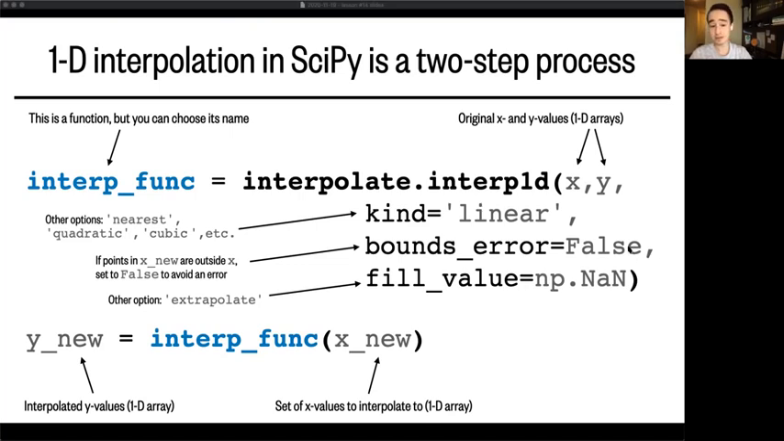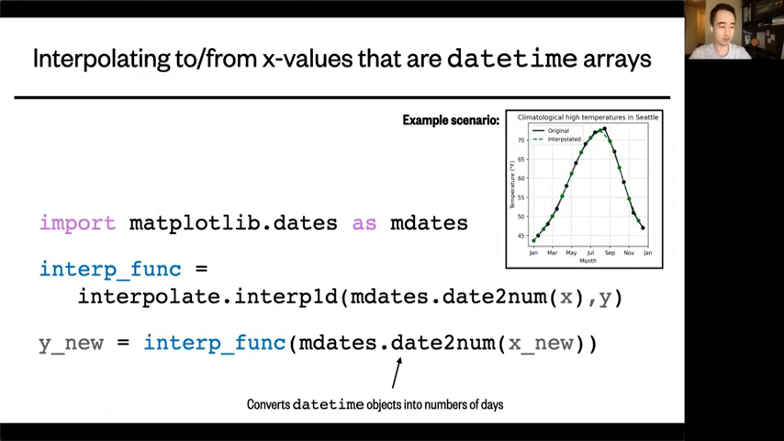And sometimes your x values are going to be arrays of datetime objects, such as before when I was interpolating Seattle temperatures from the 15th day to the first day of each month. And just like with the linregress function, SciPy can't handle datetimes. So again, you have to import matplotlib.dates as mdates, and then enclose both your original x values and the new x values that you're interpolating to inside this function, mdates.date2num. And that converts those datetimes into just numbers of days. The full code for this example with the Seattle temperatures to make this plot here, it's all in the accompanying Colab notebook, so you can check that out.